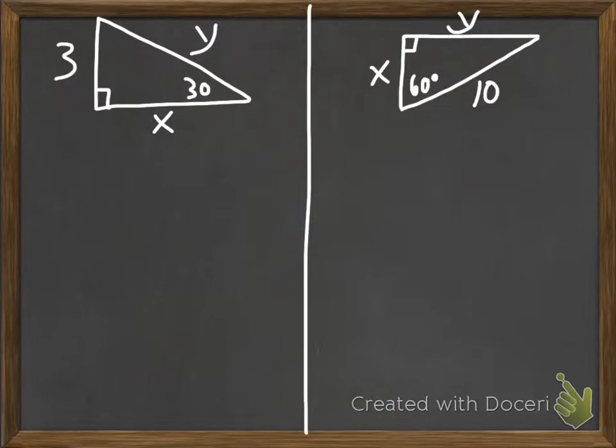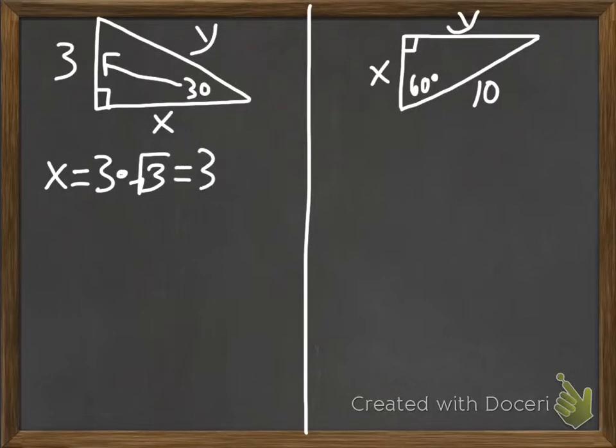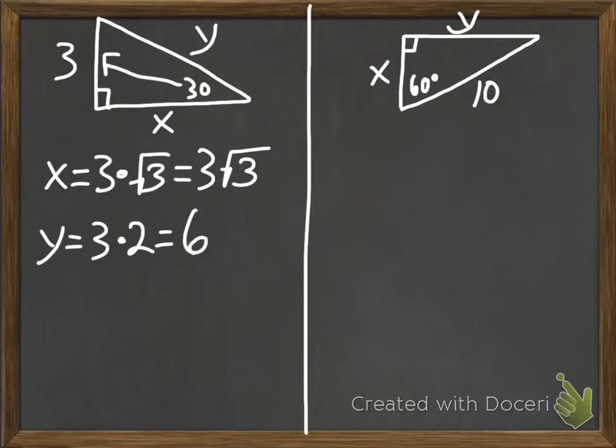Start out on the left, we have our 30-60-90. My 30 degree goes here, so I know my short leg. That's good because I can immediately start solving for the missing sides. So x is my long leg. To go from short to long, we do short leg times square root 3. So the long leg is 3 square root 3. To go to the hypotenuse, we take the short leg times 2. So our hypotenuse is 6.